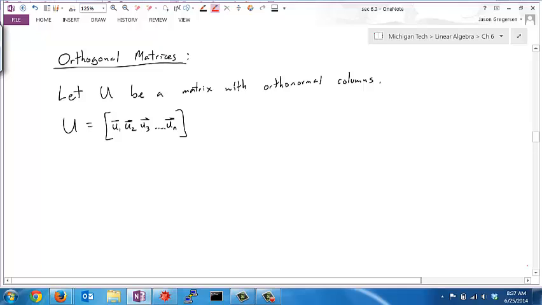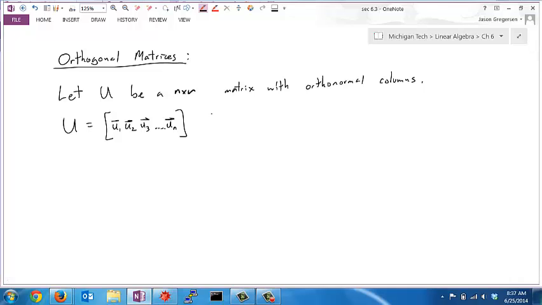Okay, so now we're going to talk quickly about orthogonal matrices. I say let U be an n by n matrix. This is a square matrix with orthonormal columns. Not only orthogonal, but they're also orthonormal columns.